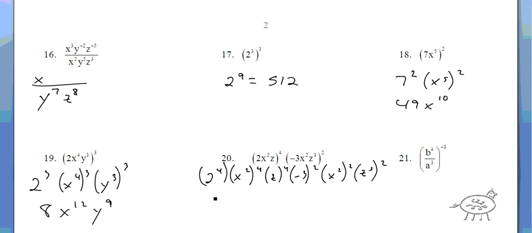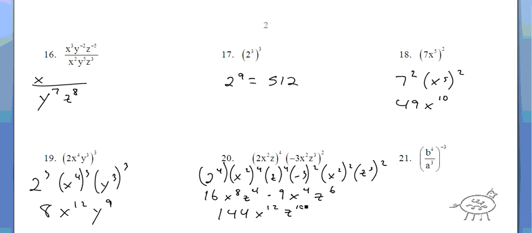Okay, so let's simplify it. 2 to the 4th is 16. That's x to the 8th. Z to the 4th. Negative 3 cubed is 9. X to the 4th. Z to the 6th. And then you simplify it together. So 16 times 9 is 144. X to the 8th times x to the 4th is x to the 12th. And z to the 4th times z to the 6th is z to the 10th. And that's your answer.